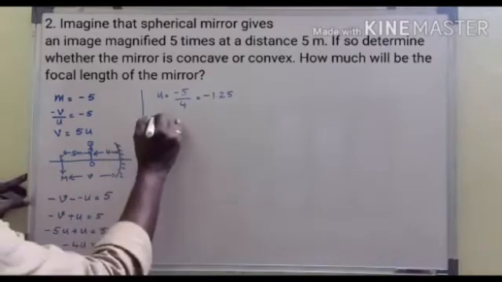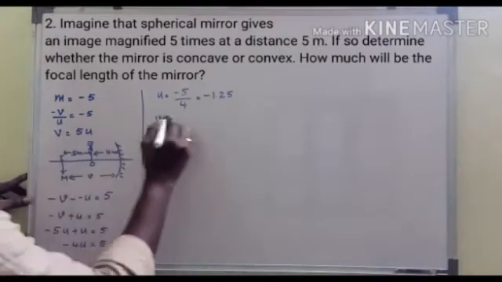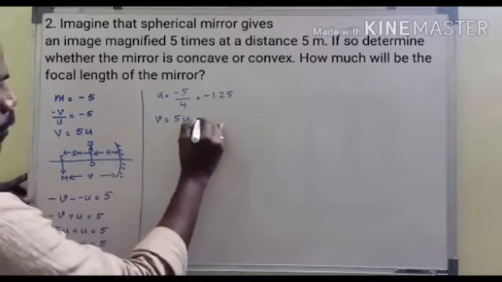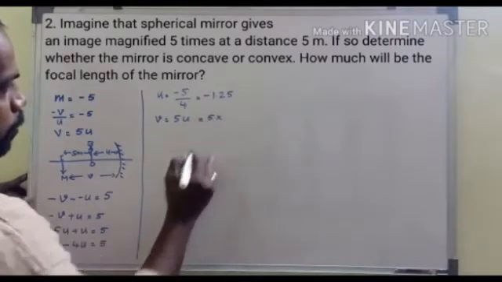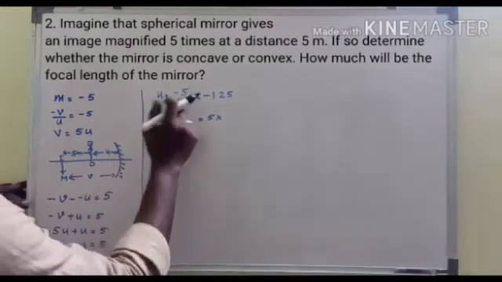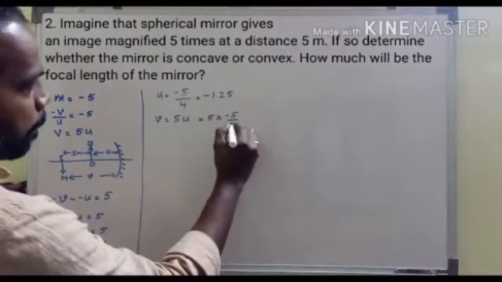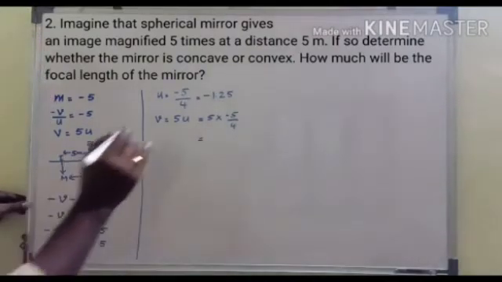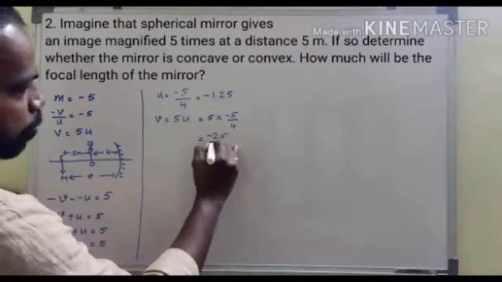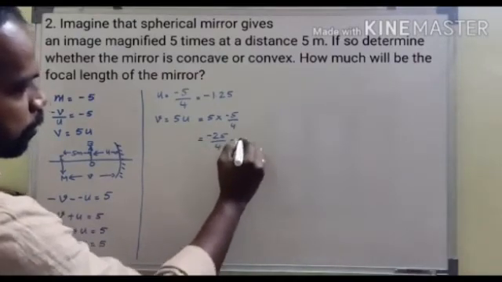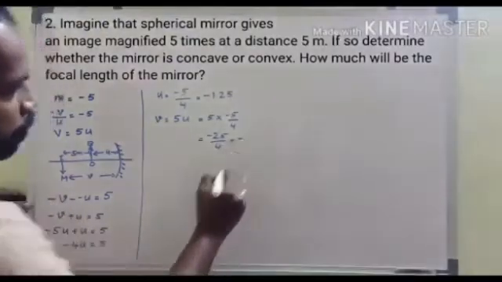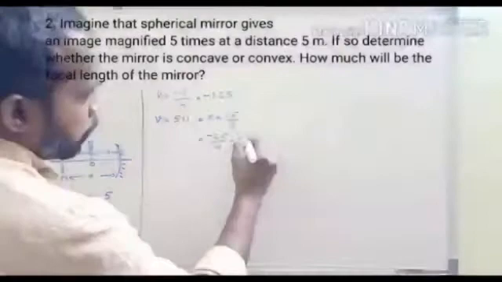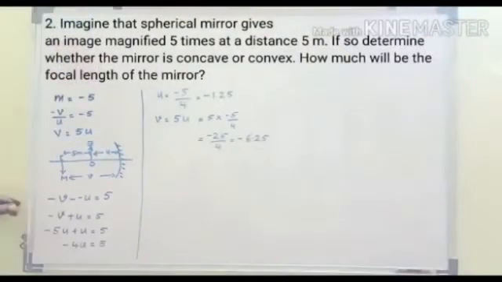From this we can find v. We know that v is equal to 5u. So this is equal to 5 into minus 5 by 4, which is minus 25 by 4, and the answer is minus 6.25. This is v.